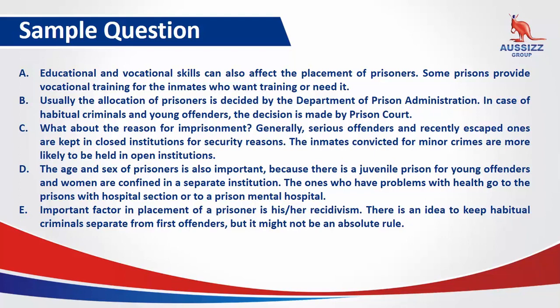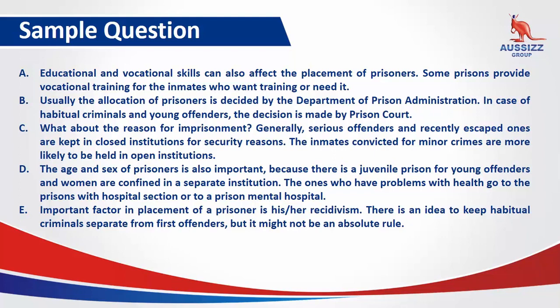The age and sex of prisoners is also important because there is a juvenile prison for young offenders and women who are confined in a separate institution. The ones who have problems with health go to the prisons with hospital sections or to a prison hospital or prison mental hospital. "Also important" seems to imply that this is after another sentence that explains things.